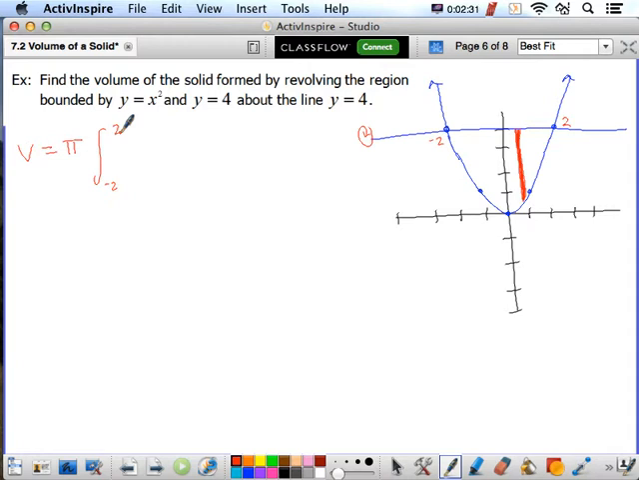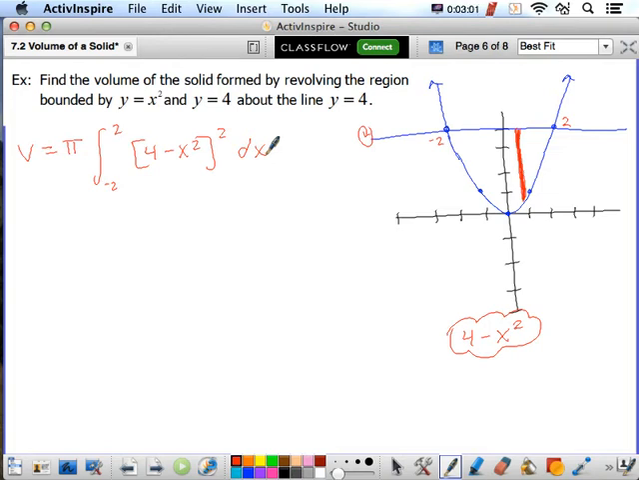4 minus x squared. Exactly, yeah. You have to do top minus bottom to find the height of this rectangle here. So we're just going to do 4 minus x squared. That's going to be our capital R. So we're going to put it in brackets and remind ourselves to square it. And that's going to be with respect to x. So all we have to do is distribute out that binomial and get it integrated and substitute in.